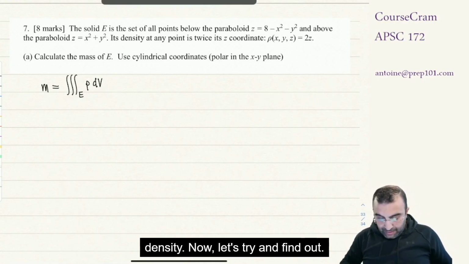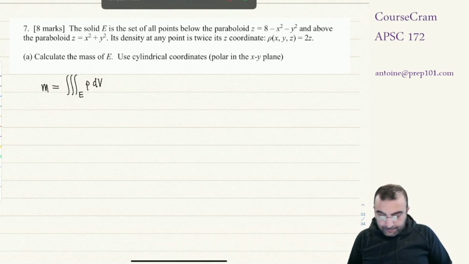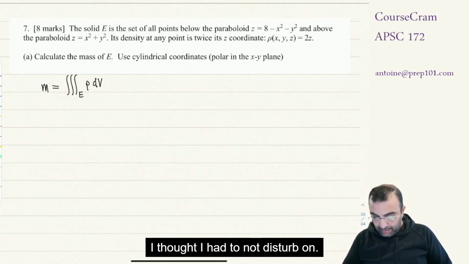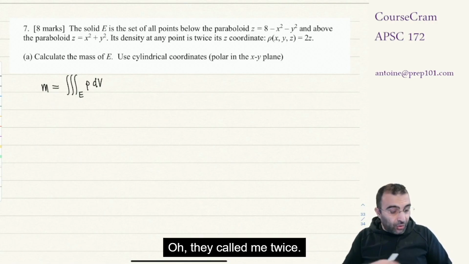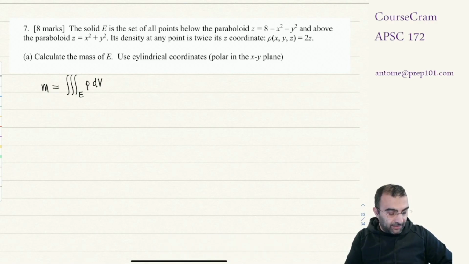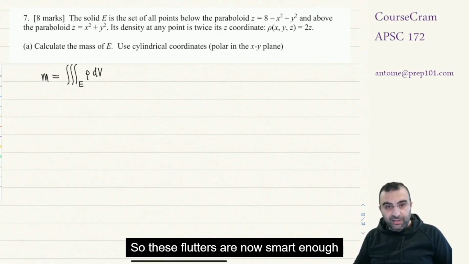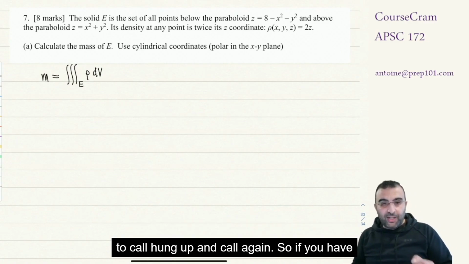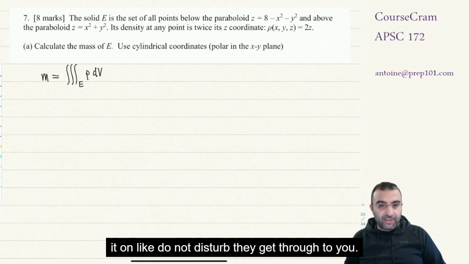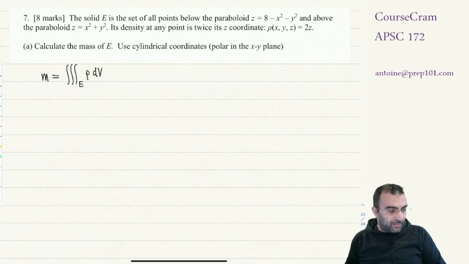Now let's try and find out, no, I thought I had do not disturb on. Oh, they called me twice. So these fraudsters are now smart enough to call, hang up, and call again. So if you have it on do not disturb, they get through to you.